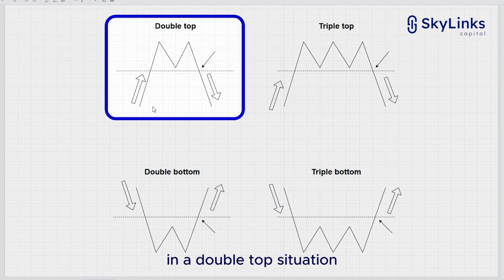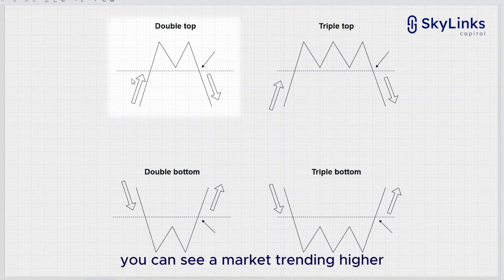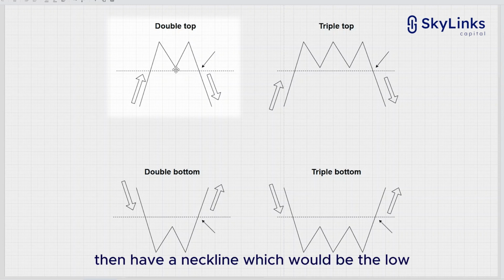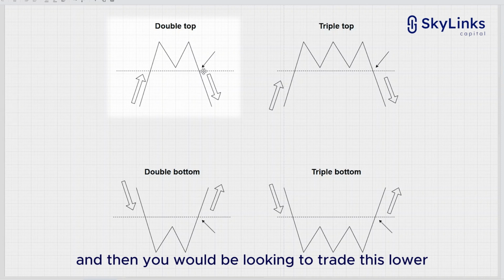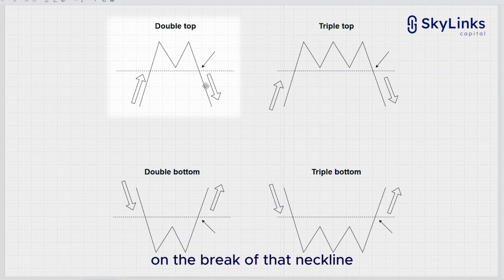In a double top situation, you can see a market trending higher. It then fails to break the previous high, normally finding an area of resistance. You then have a neckline, which would be the low, and then you would be looking to trade this lower on the break of that neckline.